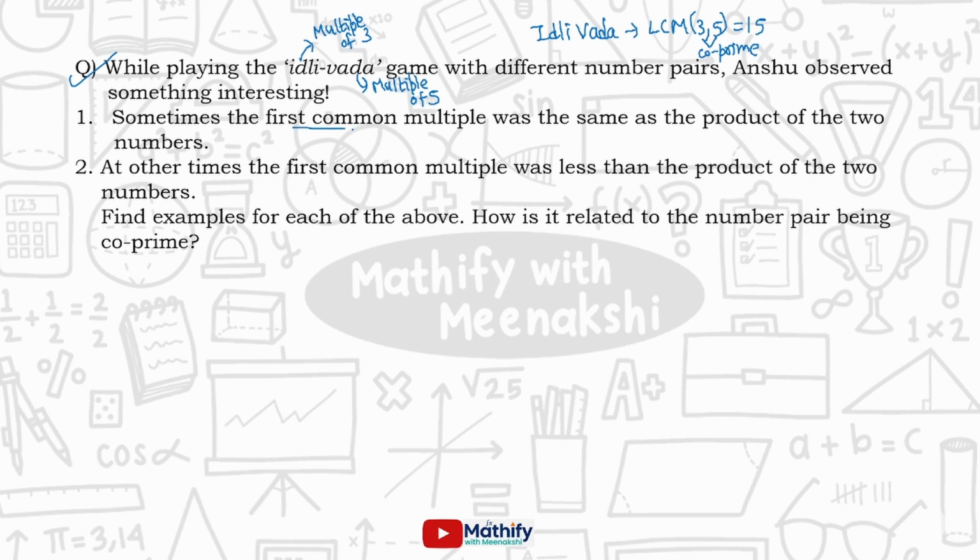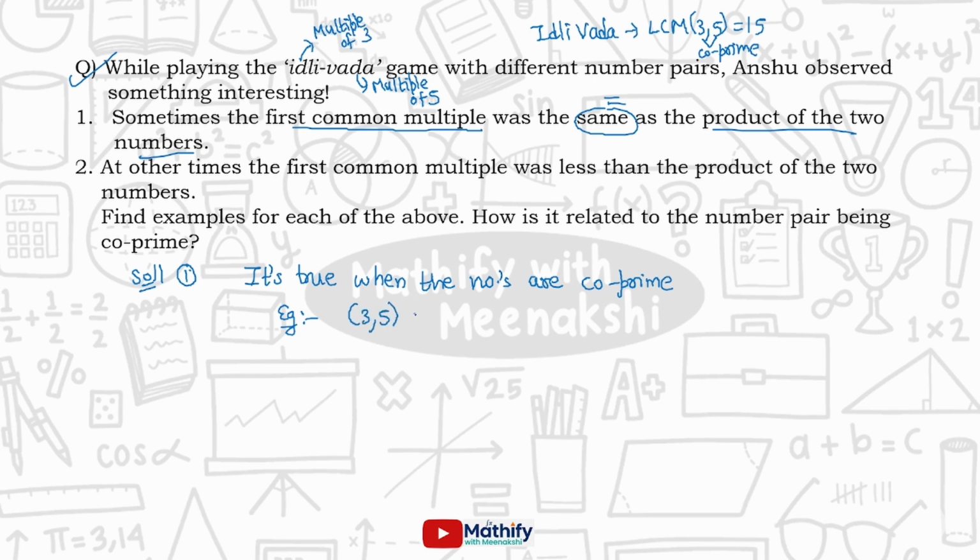Sometimes the first common multiple, that's the LCM, was the same as the product of two numbers, like in our case 3 and 5. So can you see when it will happen? Yes, when the numbers are co-prime. Whenever the numbers are co-prime, the least common multiple is always the product of the numbers. So you will write it's true when the numbers are co-prime. Example 1, I have already given you 3, 5. You can say 2, 3. When the numbers are co-prime, like consecutive numbers, or two prime numbers, or any two numbers whose common factor is 1, like 4 and 9.